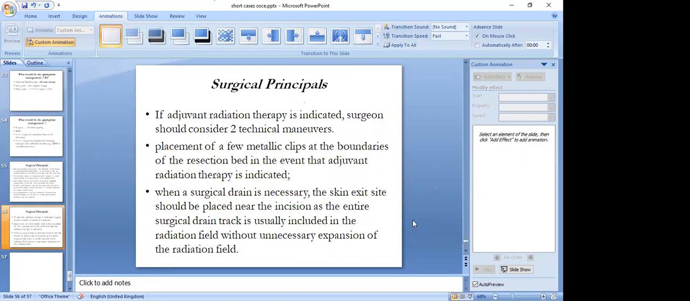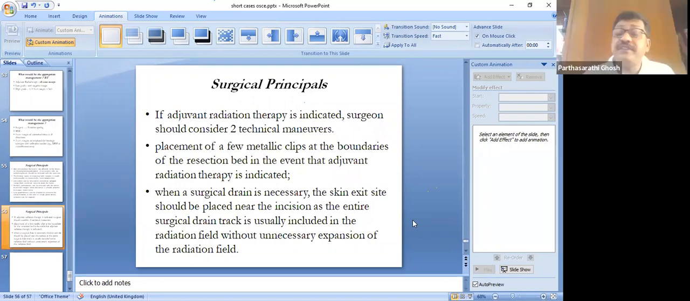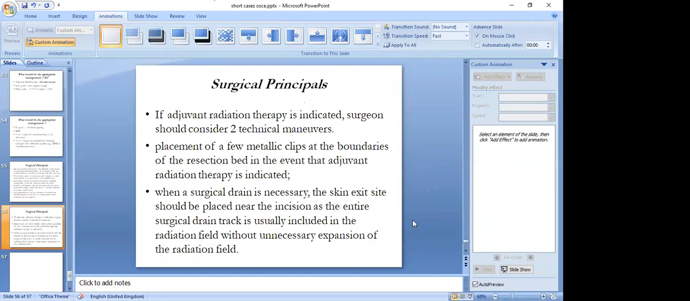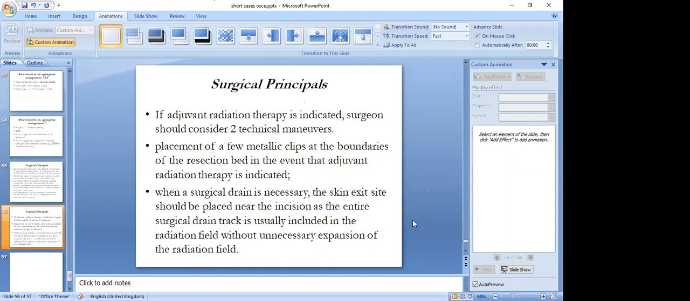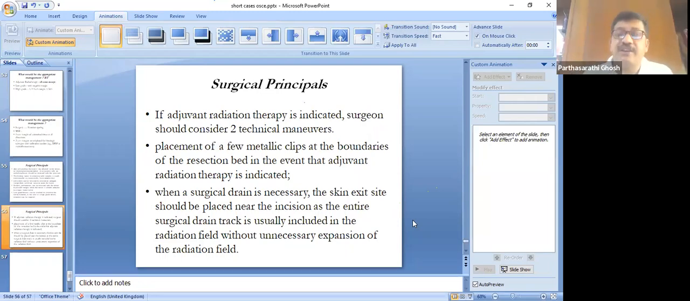Right. And if adjuvant radiotherapy is indicated, never forget two things. Number one, you have to place metallic clips at the tumor bed so that the radiotherapy can be planned, and the surgical drain site must be close to the incision. So these are the two things that the surgeon should keep in mind: clips, and placement of the surgical drain near the incision line only.